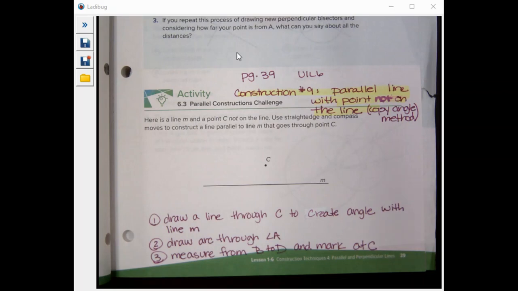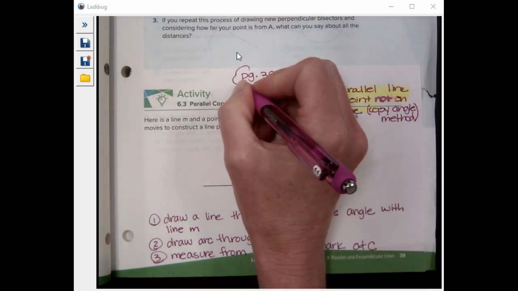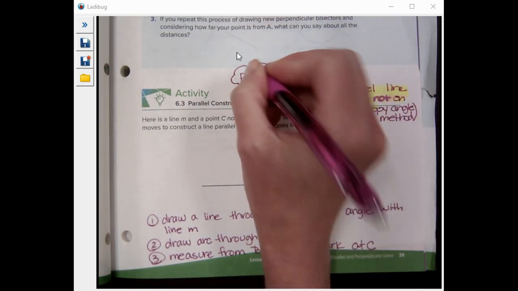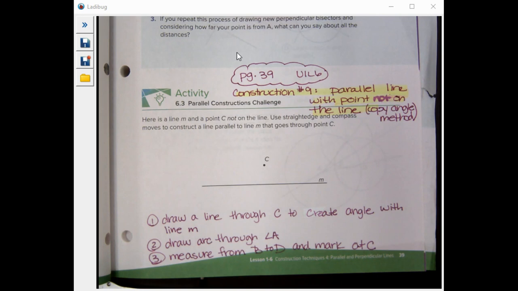Hi, Geometry. This is page 39 of our workbooks, and it's a continuation of Unit 1, Lesson 6. On page 39, we're going to do construction number 9. I am skipping number 8 for a moment, but we're doing it next, so don't worry. This construction is a parallel line with a point not on the line. It's also called the copy angle method.